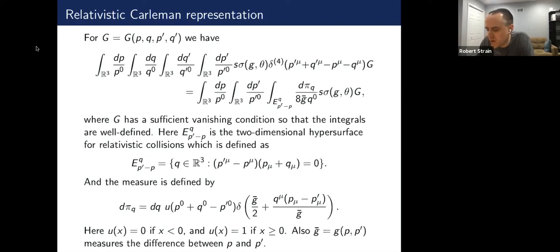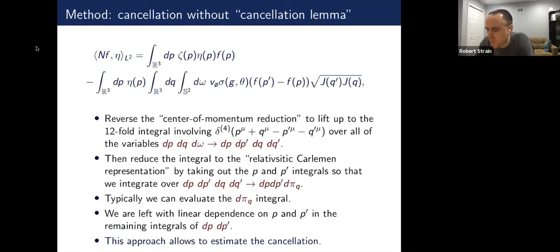Okay, so you can use these two expressions to characterize the collision operator. Then our method, a broad overview of this method for proving cancellation without the cancellation lemma, is as follows. If you take the norm part of the collision operator that I told you about earlier, and you take an inner product of N of f with eta in L2, then you get the integral over dp of zeta of p times eta of p times f of p minus this expression.